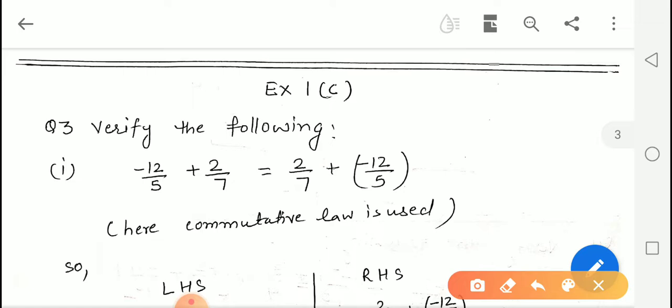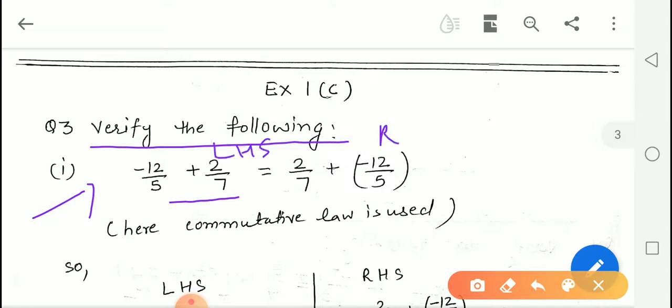Here is question number 3, in which we have to verify the following. The first part is that negative 12 upon 5 plus 2 upon 7, we have to verify. This is our LHS, and RHS is 2 upon 7 plus negative 12 upon 5. See here, in the left hand side and right hand side, the order is reversed.